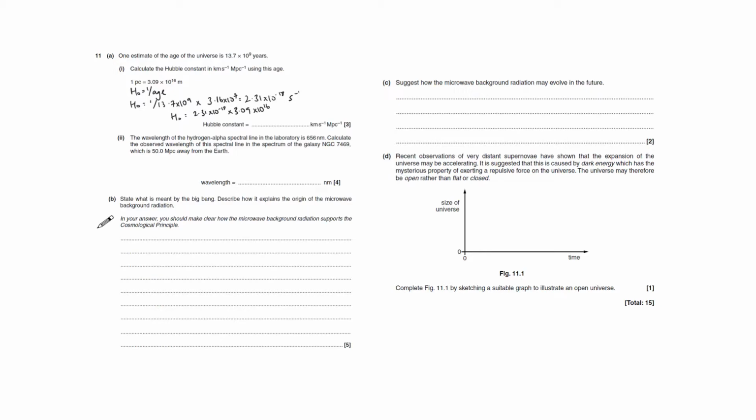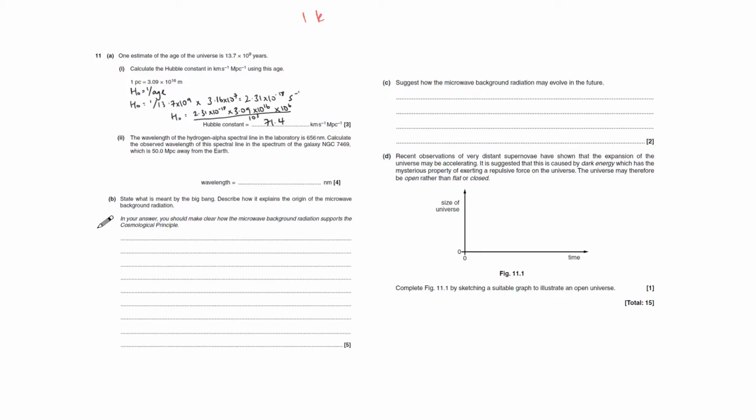So the next step is to work out the Hubble constant. So we use our previous value and multiply that by the number of meters in a parsec, and then we need to multiply that by 10 to the power of 6 because it's in megaparsecs, and then divide that through by 1000 or 10 to the 3 because of the kilometers, and then you end up with 71.4.